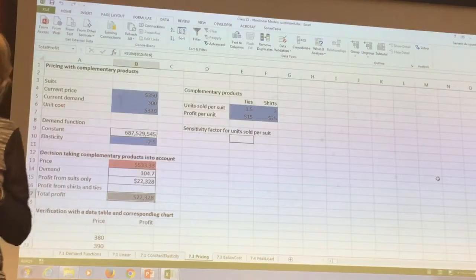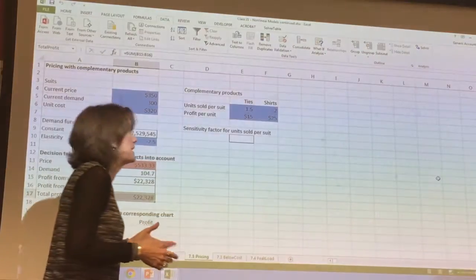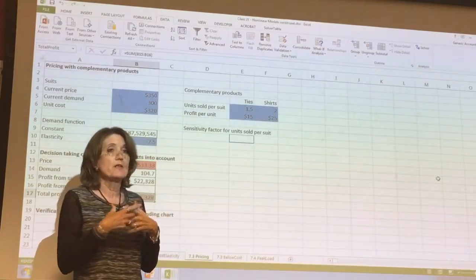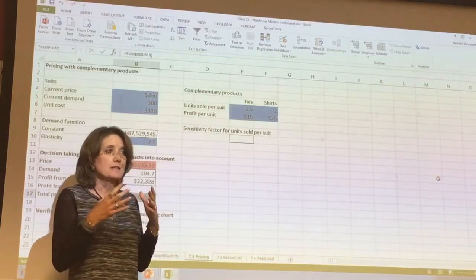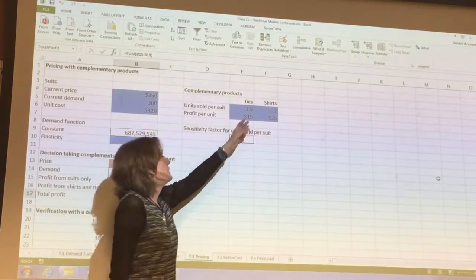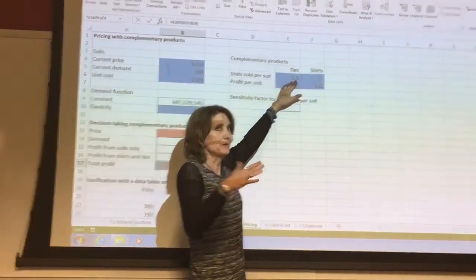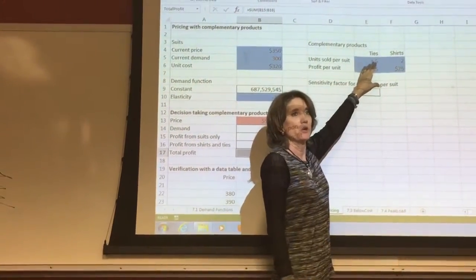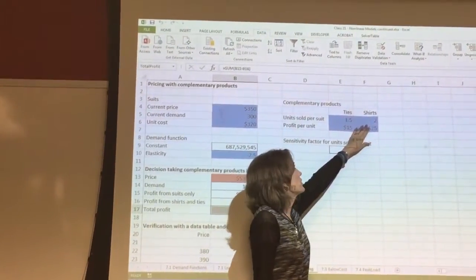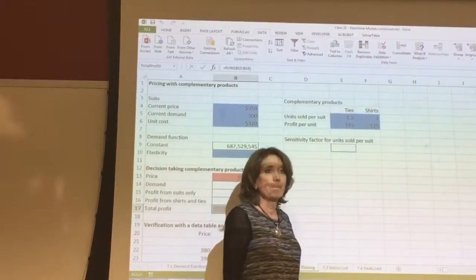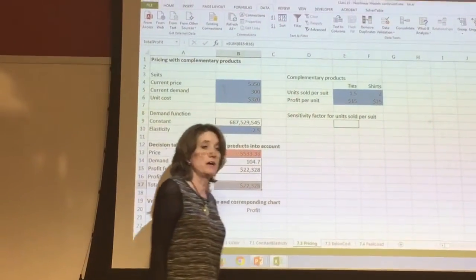We sell some shirts and ties every time somebody comes in and buys a suit. We have figured out that on average, this isn't an exact thing, but on average, a person that buys a suit would also buy 1.5, okay, they're not buying half ties, but on average, 1.5 ties and 2 shirts for every suit that we sell. Okay, that's what we've just figured out over time.